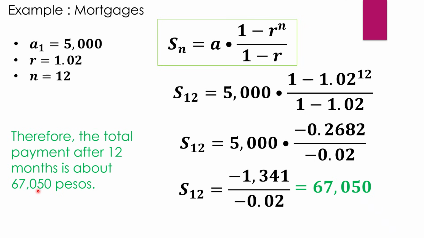Again, to identify what formula we are going to use between arithmetic and geometric: arithmetic is constant, meaning each month you're paying the same amount. In geometric series, each month you're not paying the same amount. It grows per month. It depends on the agreement. So that would be the application of arithmetic series and geometric series in our real life situation.